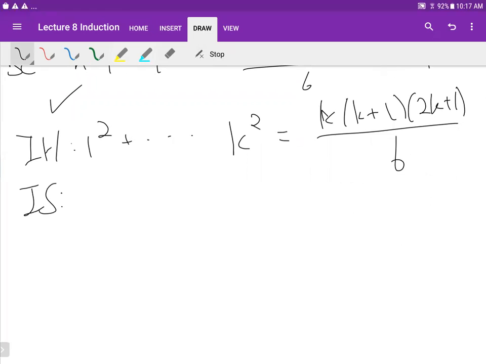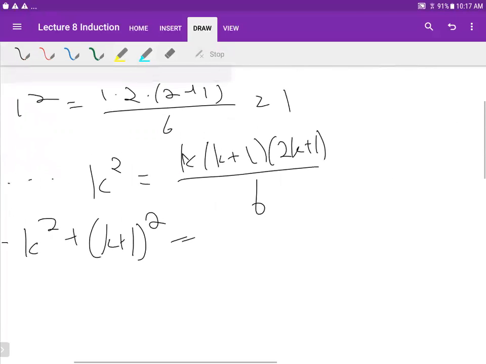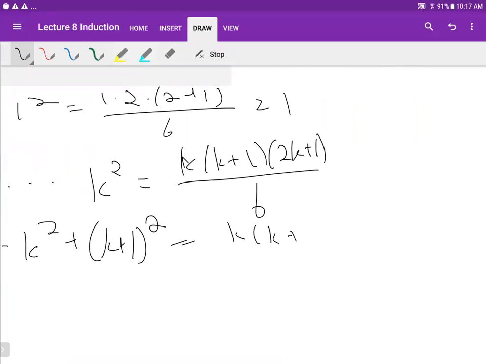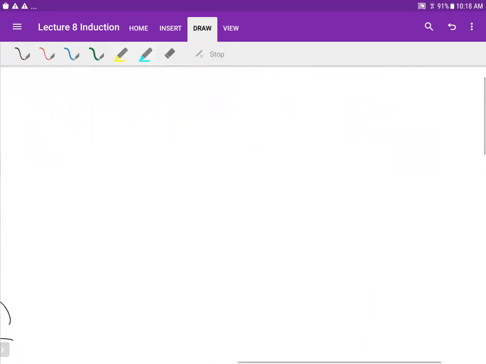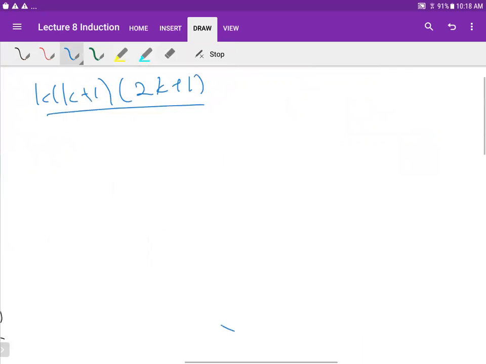In order to do this, we want to add k plus 1 squared to both sides. So we would get 1 squared plus up to k squared plus k plus 1 squared. We want to keep the left-hand side in the same format. And then we add k plus 1 squared to the other side as well. Then let's just focus on the right-hand side now. I'll use a different color.